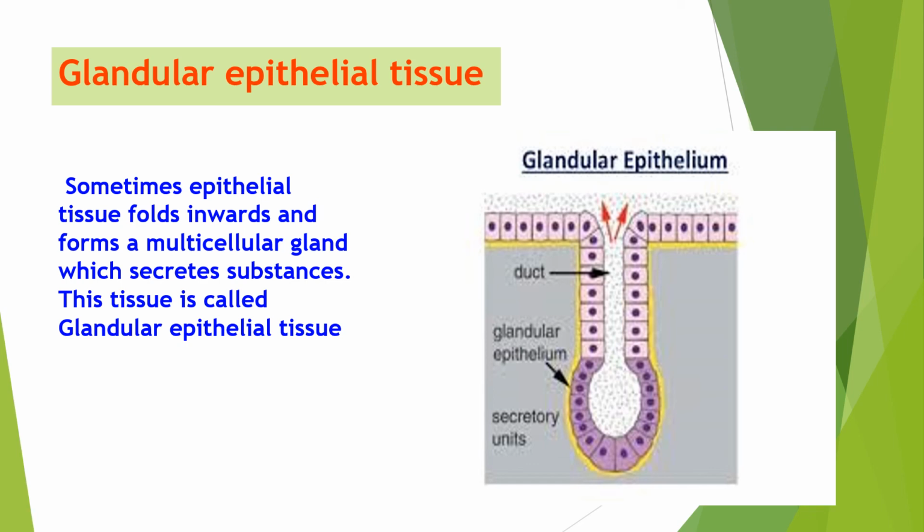Another type of epithelial tissue is glandular epithelial tissue. Sometimes the epithelial tissue folds inward and forms a multicellular gland which secretes substances. This tissue is called as glandular epithelial tissue. Such sort of structures are seen in the secretory organs like stomach, pancreas, where they secrete enzymes or hormones.